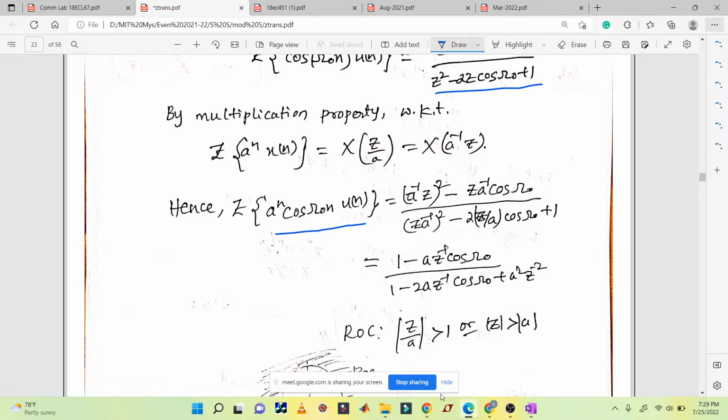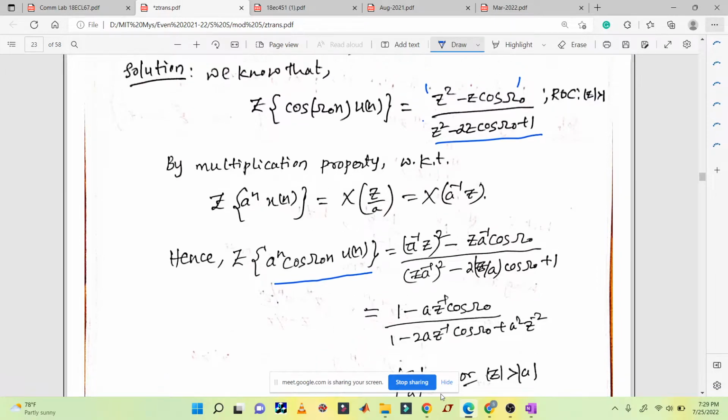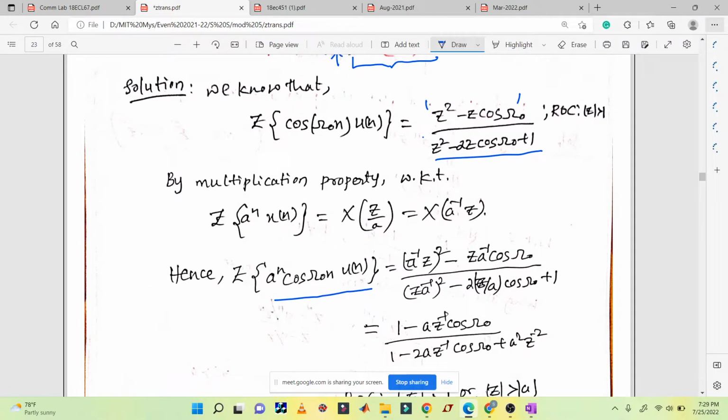Okay, we can solve and simplify. The same thing we have done. Already we know what is cos omega naught n into u of n. This is the answer. Now wherever z is there, z is replaced by z by a, or this is equivalent to z into a to the power minus 1.